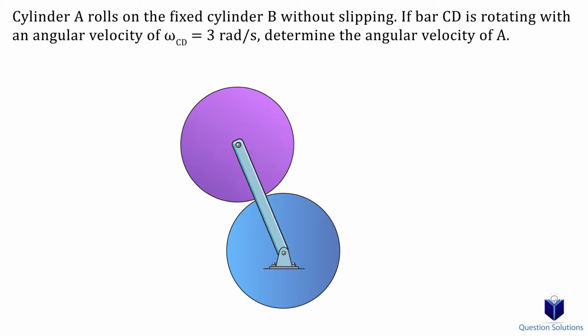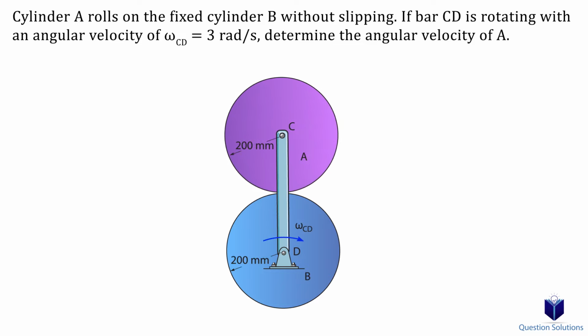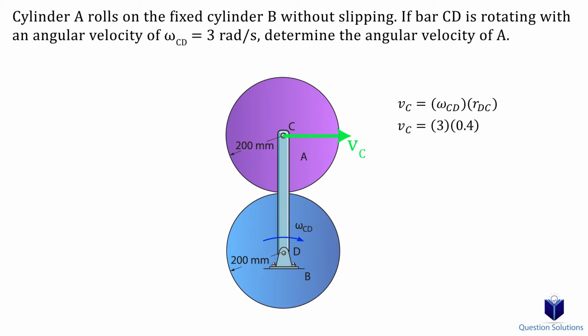In this problem, we need to figure out the angular velocity of cylinder A. First, let's draw the velocity vector at point C. That's going to be perpendicular to bar CD. We can figure out the value by multiplying the angular velocity of the bar by the distance from points D to C. Next, let's draw the radial line, which is perpendicular to the velocity vector. It starts where the two cylinders contact each other. Now we can write another equation to figure out the angular velocity. Solving gives us our answer.